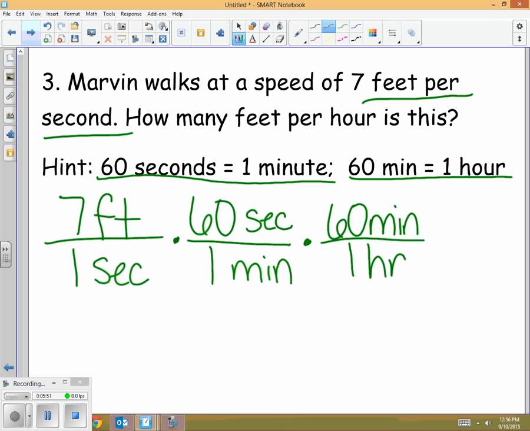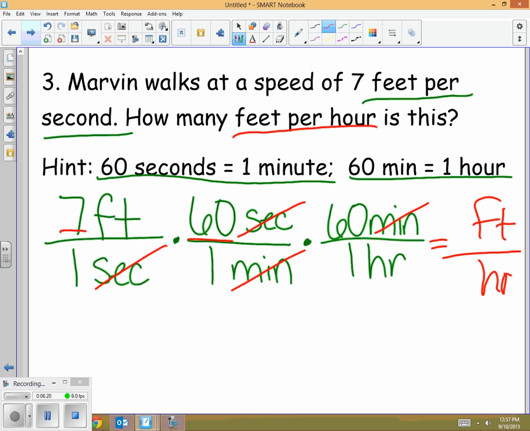Now, check to see if the units cancel out. We are trying to get it in feet per hour. So I want feet to be in the numerator. I want hours to be in the denominator. Feet cannot cross-cancel with anything. However, seconds can cross-cancel. The minutes can cross-cancel. So now you are left with 7 times 60 times 60, and 1 times 1 times 1.